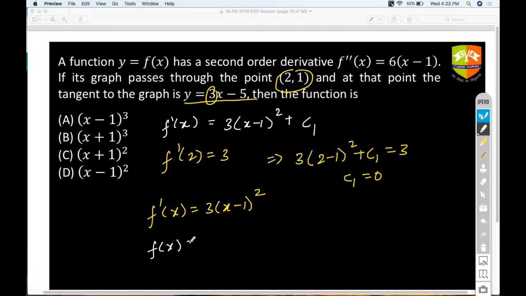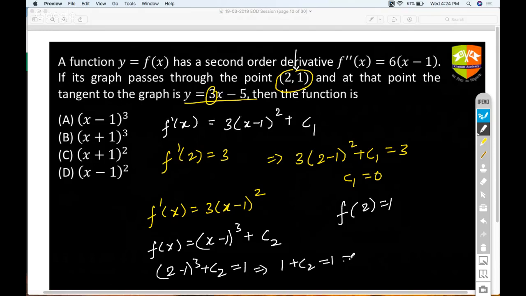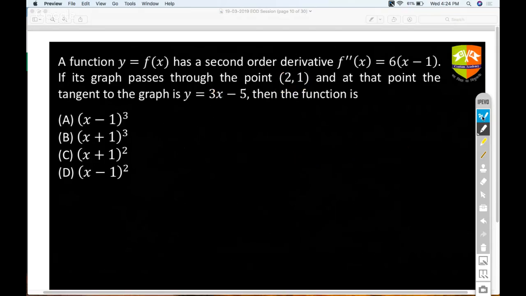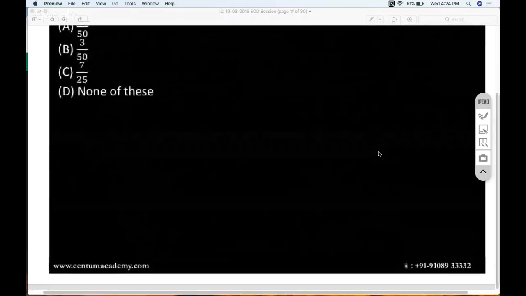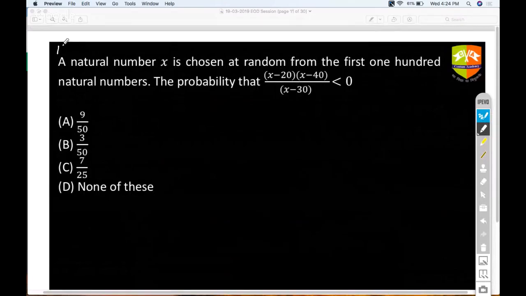So f of x is going to be x minus 1 whole cube plus, let's say, another constant. But it has been given that the curve is passing through 2 comma 1. So that means f of 2 is going to be 1. So (2 minus 1) cube plus c2 is going to be 1, which means 1 plus c2 is going to be 1, so c2 is also equal to 0. So putting it back over here, f of x is going to be x minus 1 whole cube. So option number A becomes the right option in this case again. So let's now talk about the 11th question. A natural number x is chosen at random from the first 100 natural numbers. Find the probability that this expression is less than 0.